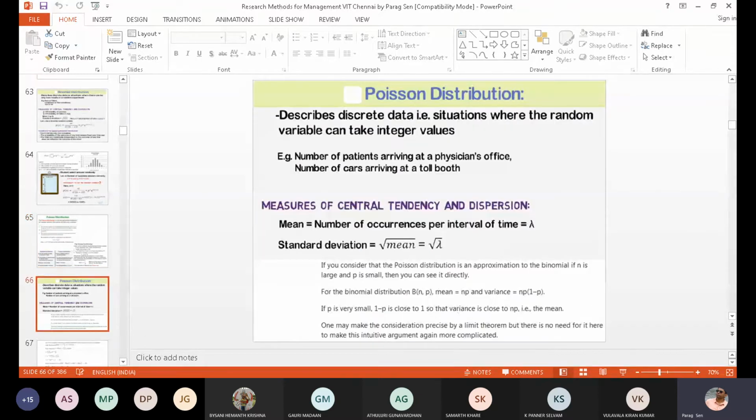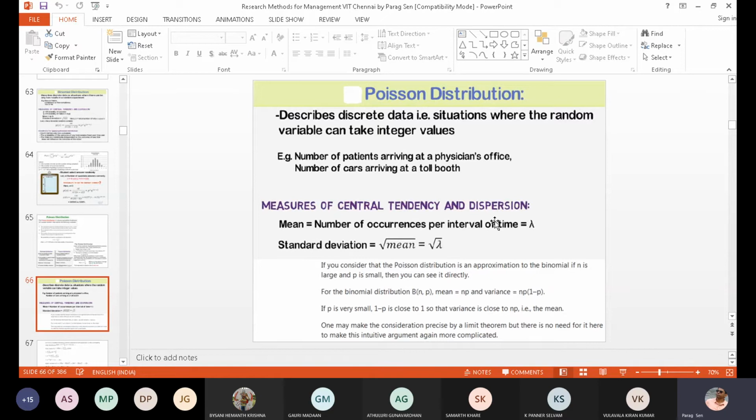So let's take a look at this. It describes discrete data. It means situations where the random variable can take integer values. Examples are the number of patients arriving at a physician's office, or the number of cars arriving at a toll booth. The mean is the number of occurrences per interval of time, equal to lambda, and the standard deviation is equal to the root of the mean, which is root lambda.